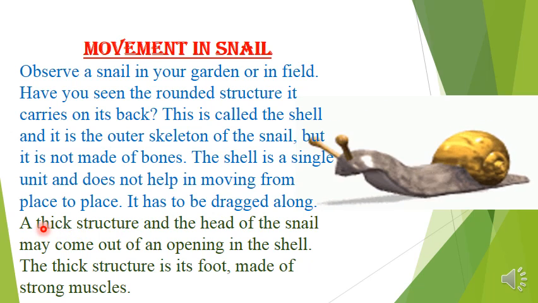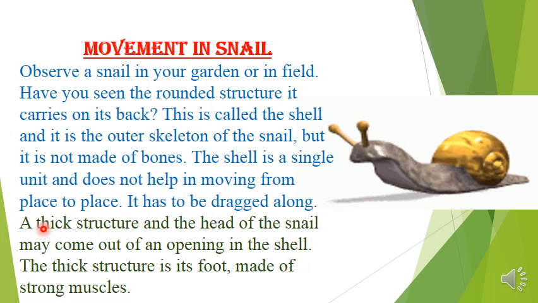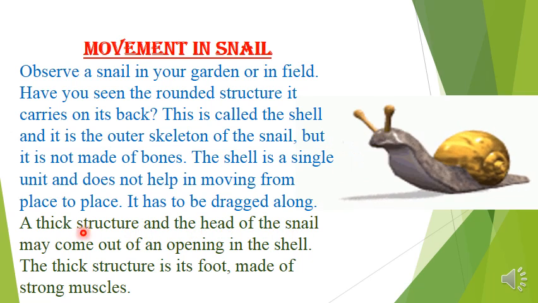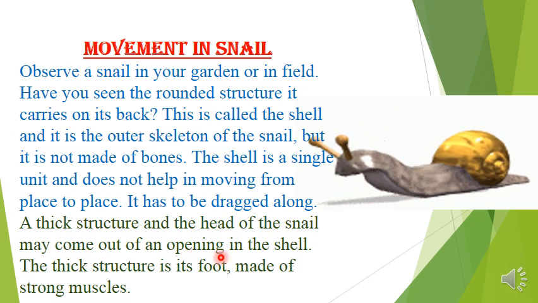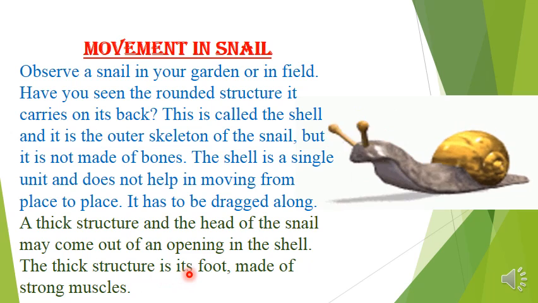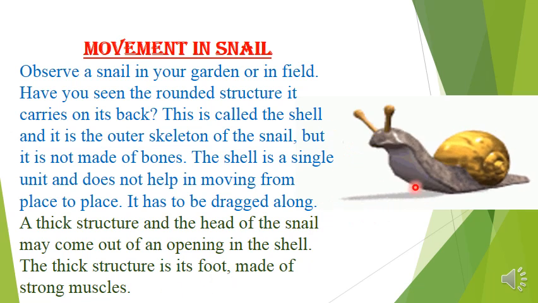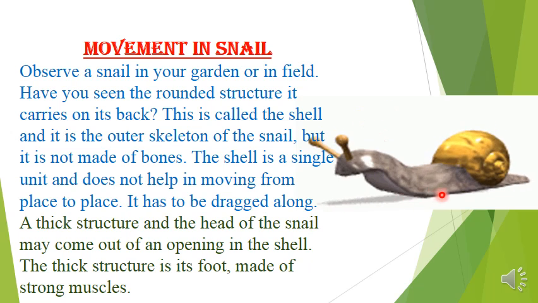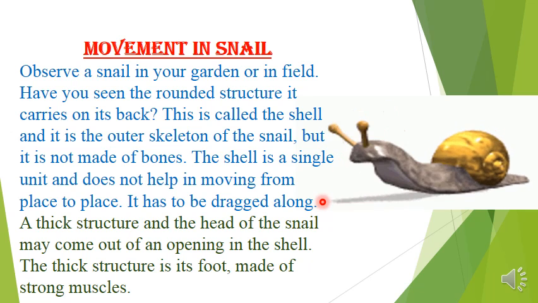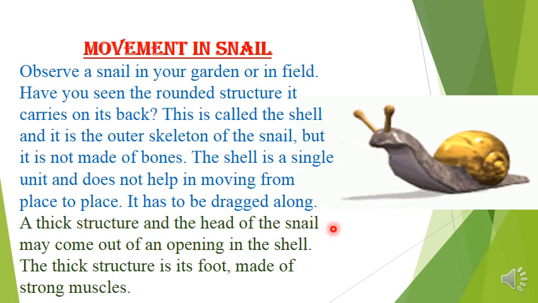There are no bones, no joints present in the outer skeleton of the snail. A thick structure and the head of the snail may come out of an opening in the shell. The thick structure is its foot, made up of strong muscle. This thick structure is made up of a muscle which shows movement. It helps to move from place to place.